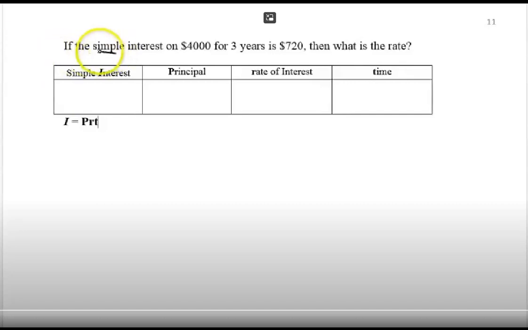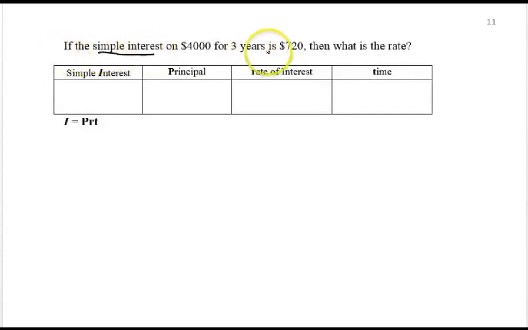If the simple interest on $4,000 for 3 years is $720, that means we're given the simple interest. And we're also given $4,000, which is the principal. Then what is the rate? What is the rate of interest? That is what's unknown, our R. And we, of course, are also given the time, which is for 3 years.